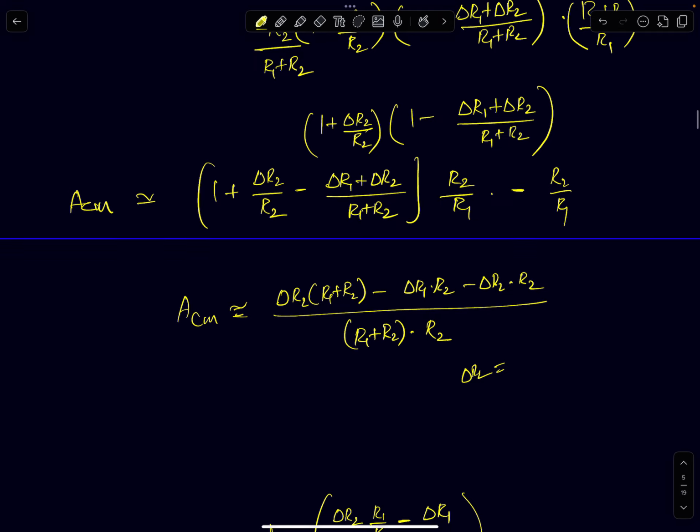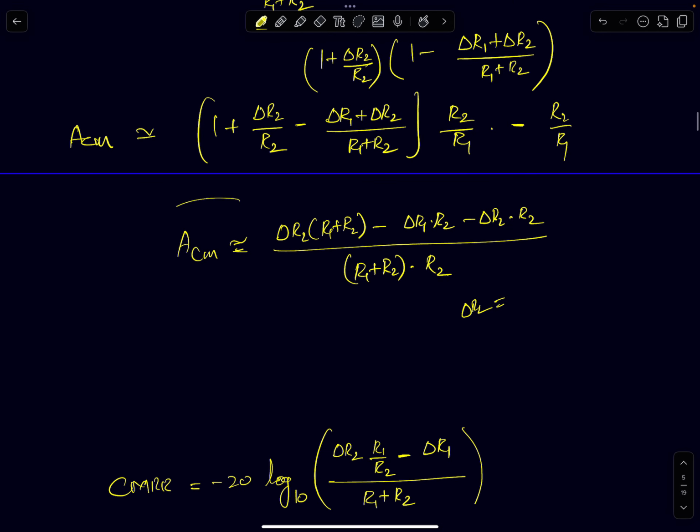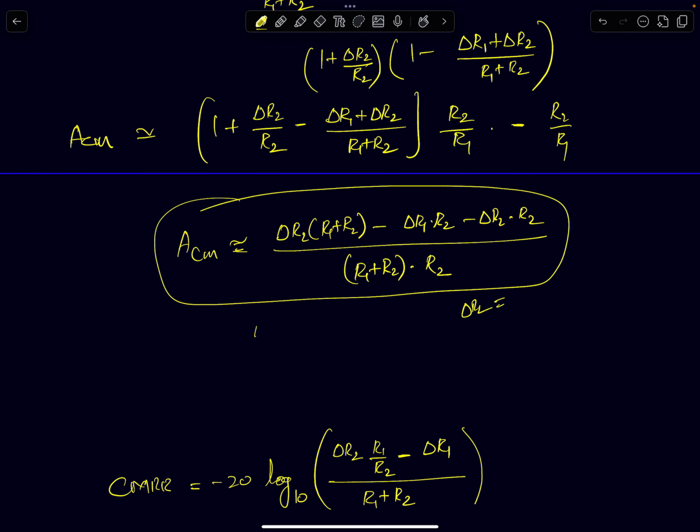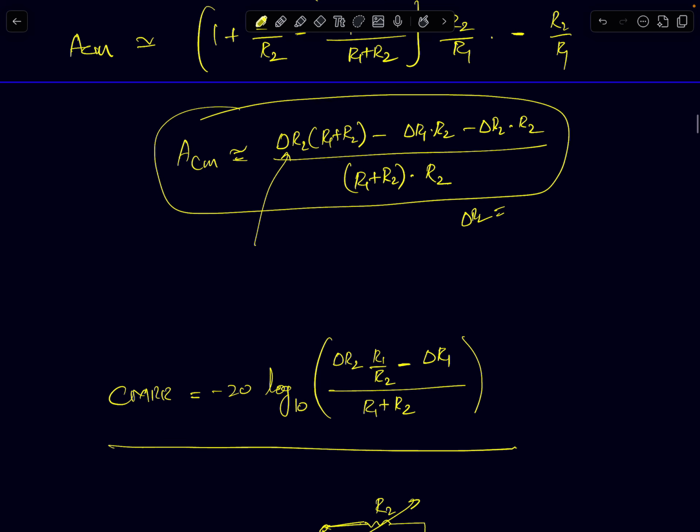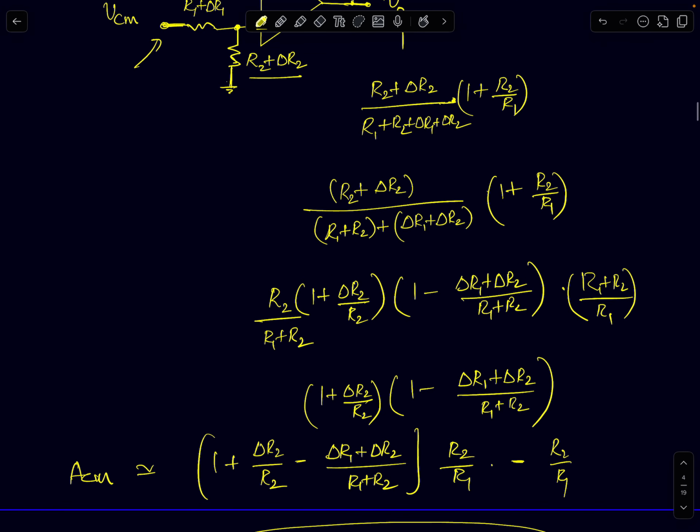You can finally arrive at the expression for the common mode gain of an amplifier, which depends upon mismatches between the resistors, delta R1 and delta R2. The CMRR again can be written in this format. Okay, delta R2 times R1 by R2 minus delta R1 by R1 plus R2. Okay, it's a very simple analysis. You guys can carry it out yourself. I'll just show this once. You can take a snapshot and stare at it, and it will be very simple. It's just KCLs and KVLs. At this point, since we have analyzed so many op-amp based circuits, this should be a no-brainer. Okay, so I'll leave this.